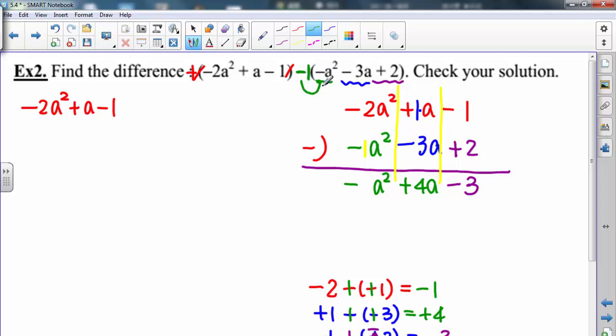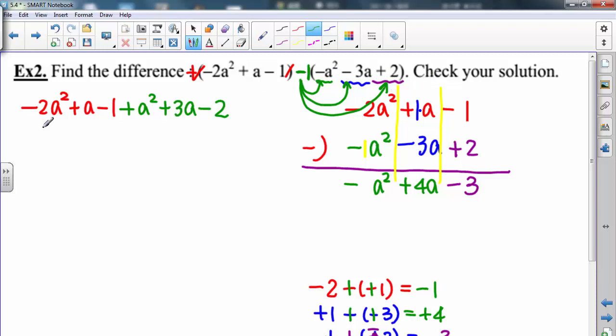-1 times -1, negative times negative, this one becomes plus a squared. -1 times -3, this one becomes positive 3a. -1 times positive 2, negative times positive becomes negative. So this is the challenging part in subtracting two polynomials. But if you use the distributive property to help you understand, I think it should be okay.